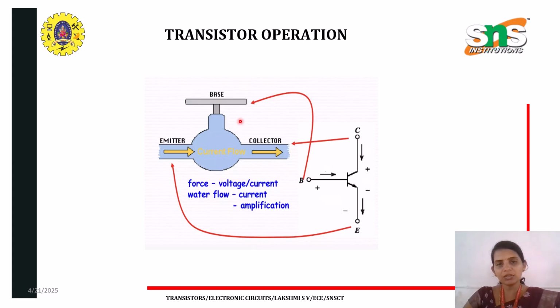Similarly, in a transistor, the base current controls this device. That is why it is called a current controlled device. The output current here, the collector current, will be controlled by the amount of base current through this terminal. I think it is clearly understood with this example that the base current controls the collector current. The output current is controlled by the input base current. Hence it is called a current controlled device.